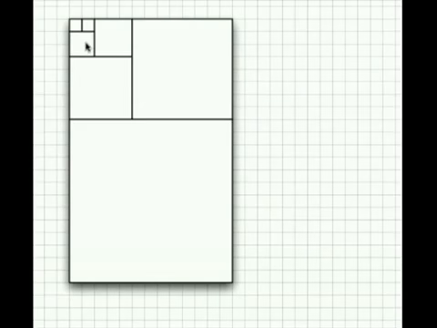These two squares have size 1. This square is size 2 because each side has length 2. The sides here have length 3. The sides of this square have length 5. The sides here are going to be 8. And then finally for this big square, 13.